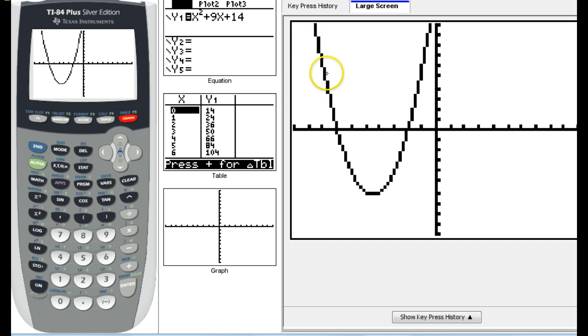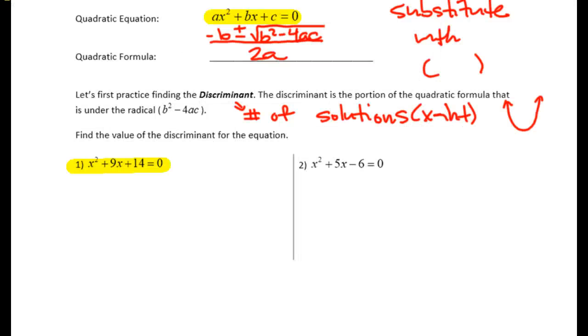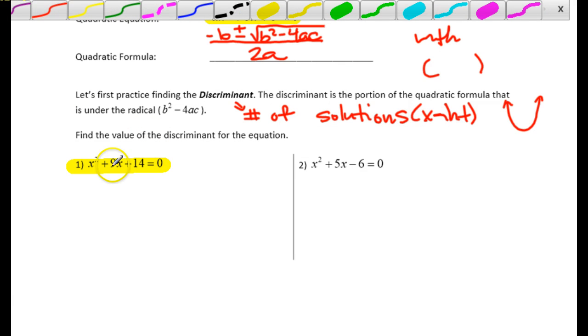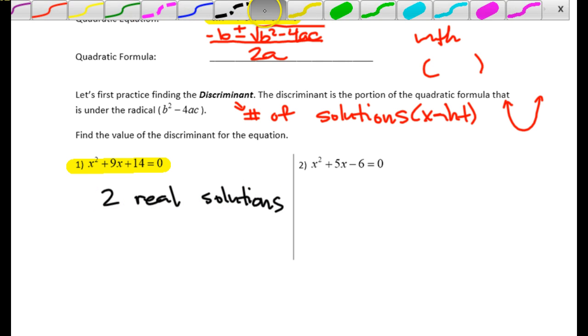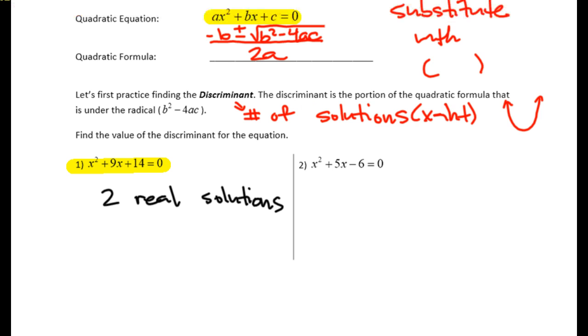How many places does it touch the x-axis? It touches it here and here, so there are two x-intercepts. All we need to put here is that this has two real solutions, just to get you familiar with that wording. Sometimes they say how many real solutions. It just means how many answers: two answers. It's just that easy. The calculator just gives you the answer; you just have to know what you're looking for.